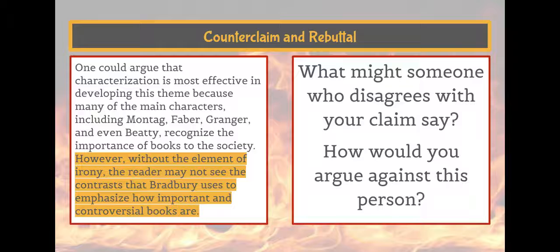In the example on the slide, I'm writing about the theme that books are an important and controversial part of society. I'm arguing that irony is the element or device that most effectively shapes this theme. I recognize that characterization also develops the theme in the first sentence. That is my counterclaim. Then I explained why irony was more effective than characterization in developing this theme in the second sentence. This is my rebuttal.